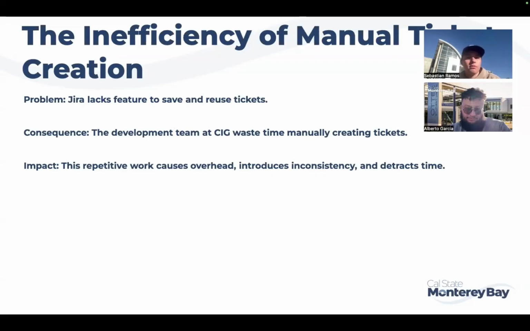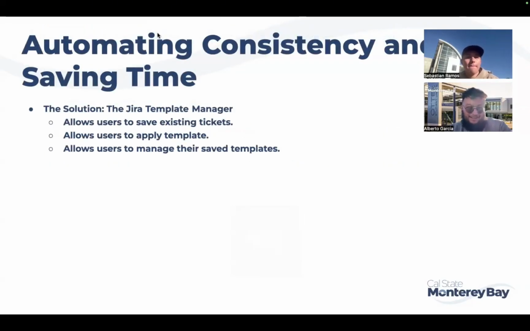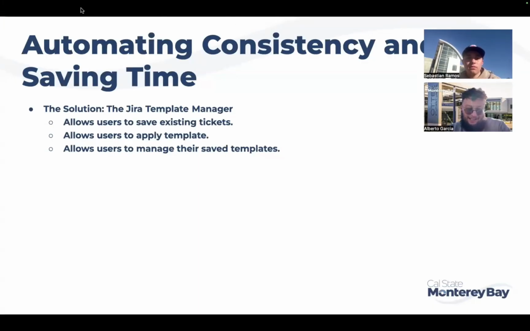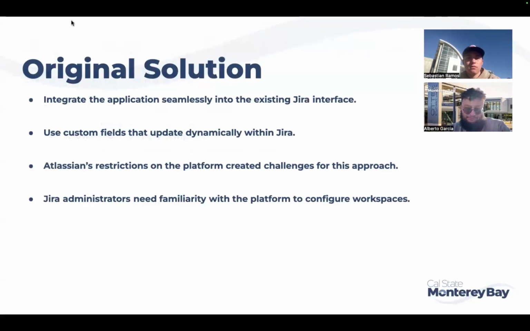Our solution to this was introducing automation and saving to improve consistency. The way this would work is a user is able to save templates from existing tickets, as well as manage those tickets by editing them, deleting them, and creating new tickets from those templates.